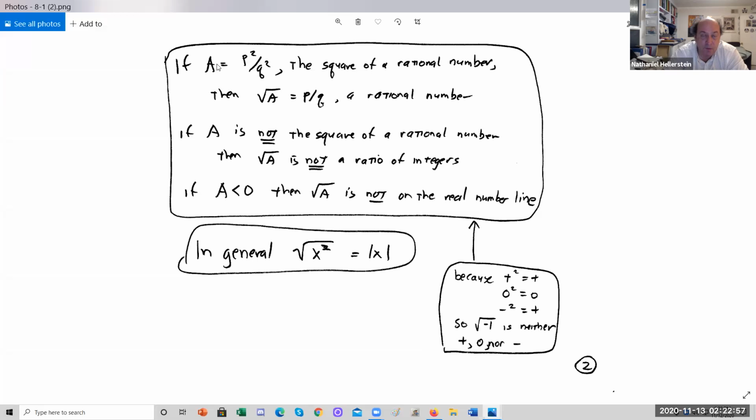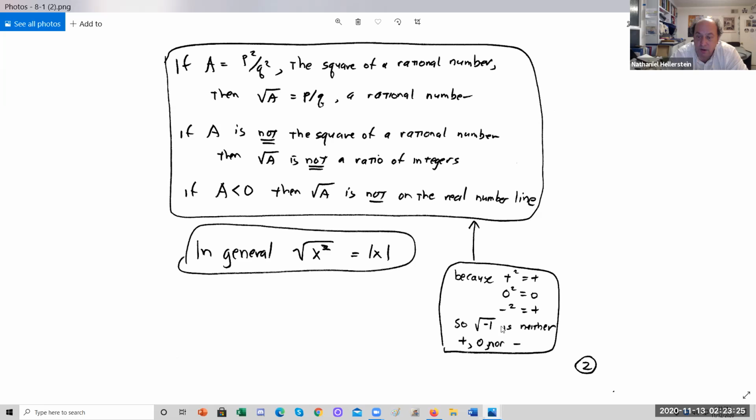All right. If A is already the square of a rational number, then root A is P over Q, a rational number. If it's not the square of a rational number, then it is not a ratio of integers. It's irrational. If A is less than 0, then root A is not at all on the real number line. The reason is that if you take a positive number and square it, you get a positive number. 0 squared is 0 and negative squared is positive. None of these are negative.